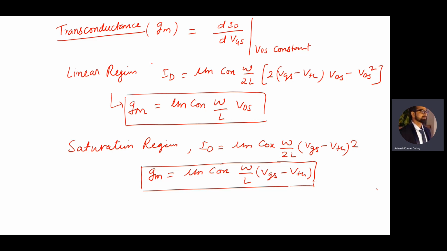And as we have discussed, W by L is the aspect ratio of the device, and VGS minus VTH is the overdrive voltage of the device. Okay, so both relationships we can see here. What is the relationship of W by L with respect to drain current and the transconductance, and what is the relationship of overdrive voltage with the drain current and the transconductance.